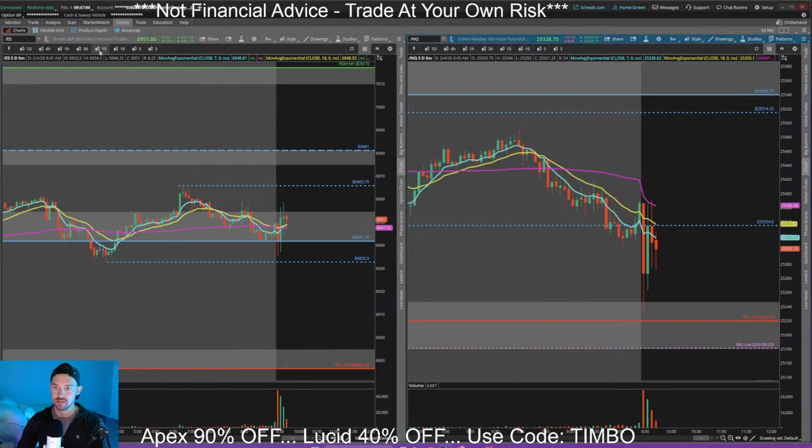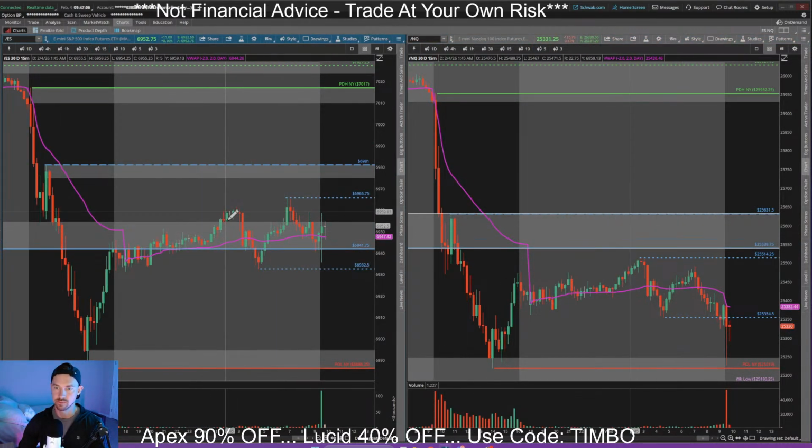So I'm just looking to see on ES. I just want to see us break out of this consolidation from the overnight session here. NQ tapped into this previous day low zone. Getting a reaction back up.